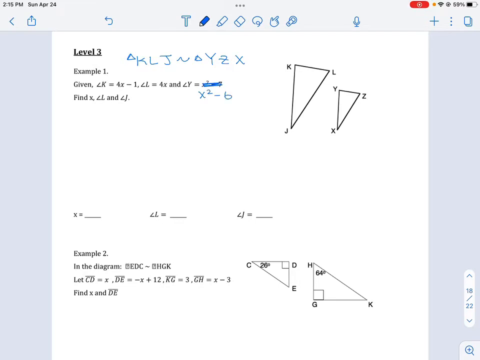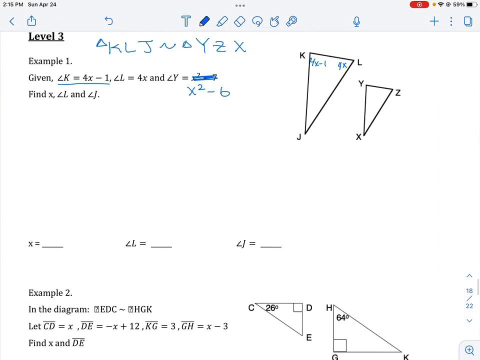Okay, the question is we need to find x somehow. Okay, let's go ahead and label everything that they tell us. So angle K is 4x minus 1. Angle L is 4x. So the angle is the inside. And angle Y, which is over here, is x squared minus 6. Okay, we need to find x somehow, and we need to also find angle L. Okay, so we're actually going to just do these two pieces.